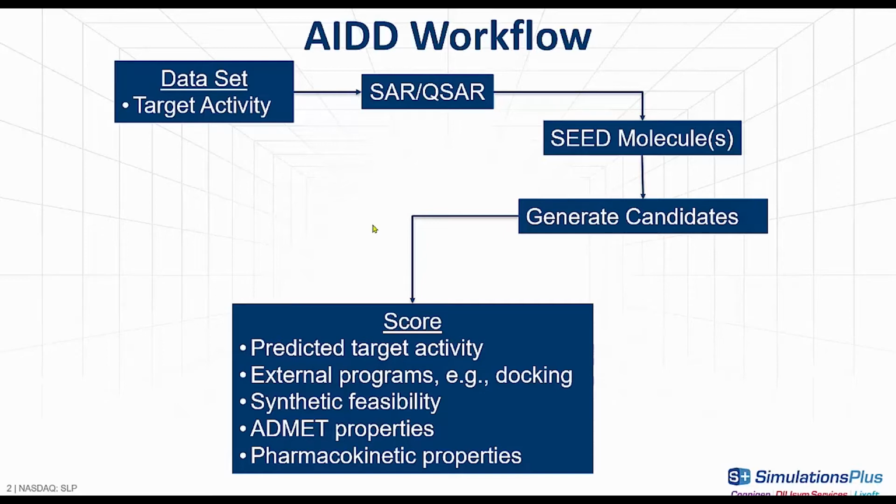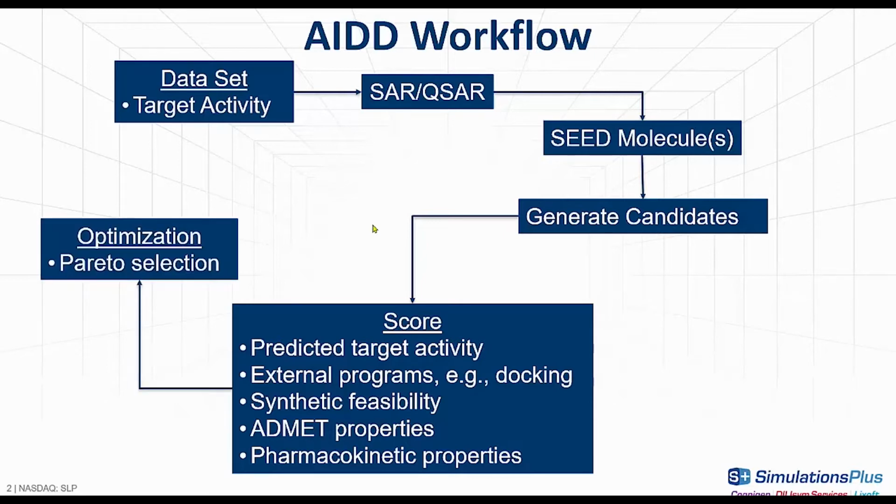Within ADMET Predictor, we have a synthetic feasibility prediction. We can include ADMET properties such as ADMET risk and pharmacokinetic properties such as oral bioavailability. Then we use a Pareto optimization to select the best candidate molecules with the highest scores.